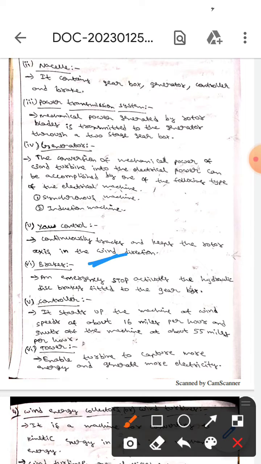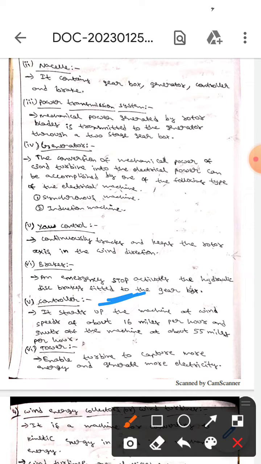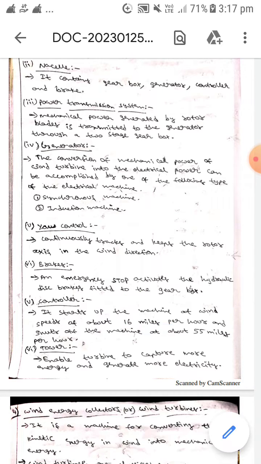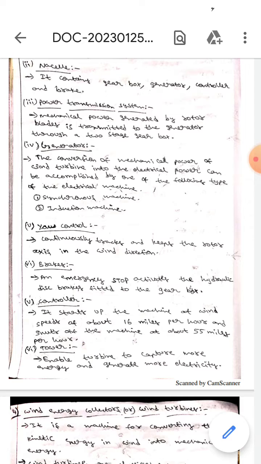The next one is brakes. Here an emergency stop activates the hydraulic disc brakes fitted to the gearbox. It is fitted to the gearbox. The next one is the controller. It starts up the machine at wind speeds of about 60 miles per hour and shuts down the machine at about 55 miles per hour.